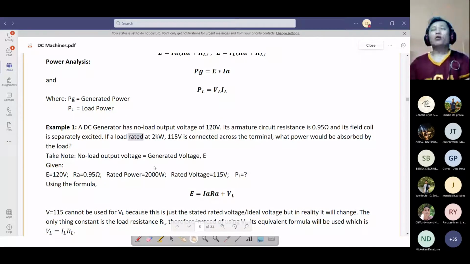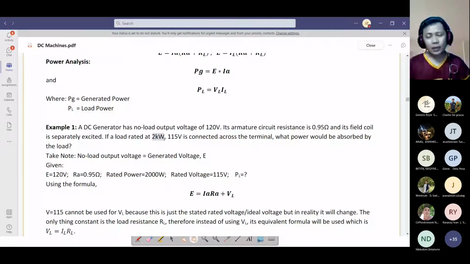Okay? When you say rated or power rating or rated power, it means that is the maximum power the load can achieve. Meaning for this load, it can go as high as 2,000 watts or 2 kilowatts. But it doesn't mean that your load is sucking up 2,000 watts of power.